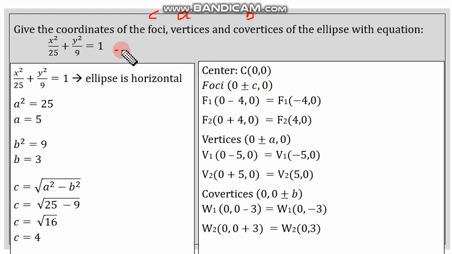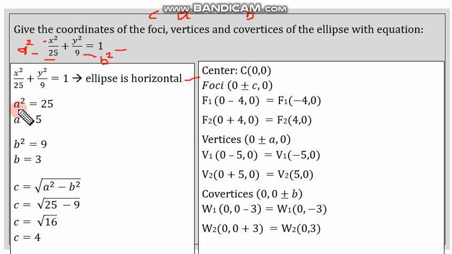So the given is x squared over 25 plus y squared over 9 is equal to 1. Take note the greater value here in the denominator is 25. Therefore, the a squared is here, muna siya ang a squared. And the 9 is the b squared. So since the greater value is at the x part, we expect that the ellipse is horizontal in orientation.